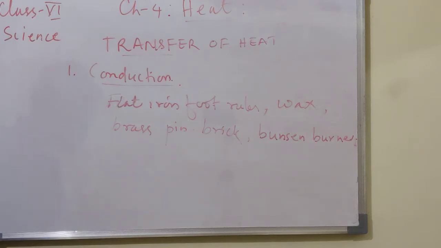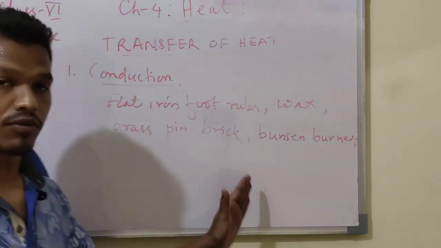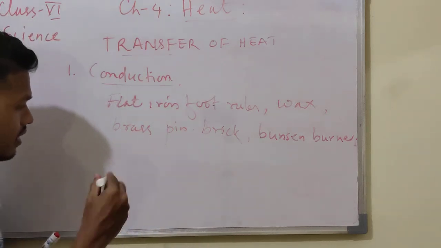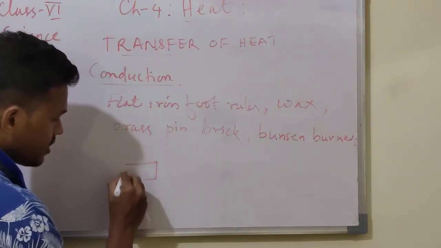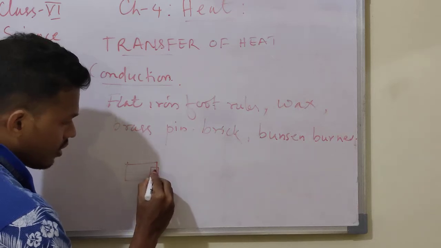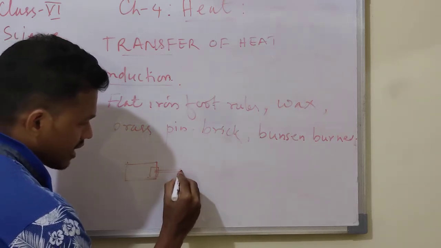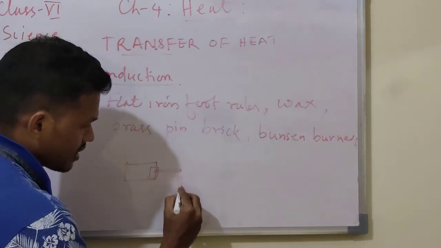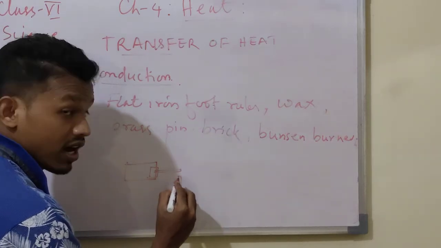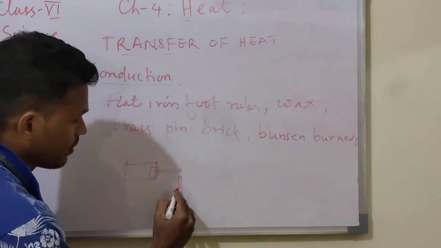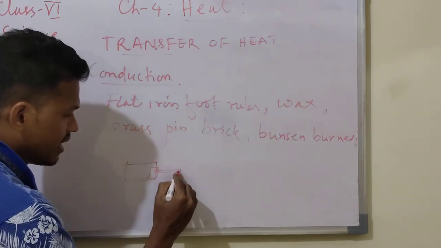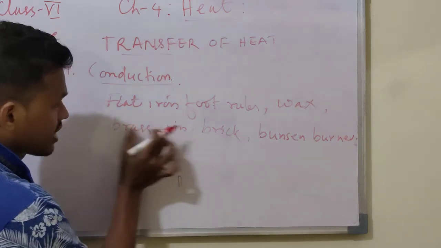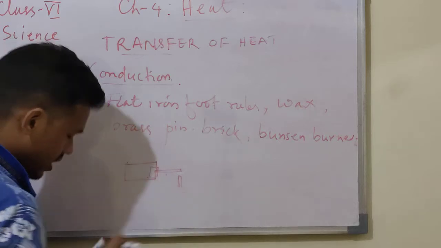We will see how heat transfers from the hotter end to the colder end. On a table you keep this brick, and under it you keep the flat iron foot ruler. You keep the Bunsen burner at one end of this foot ruler. Before supplying heat, you keep the brass pins on the ruler.